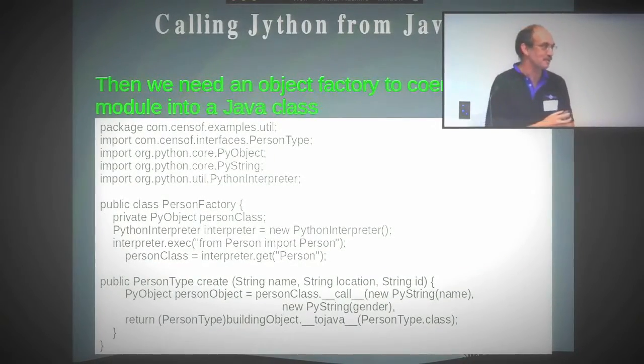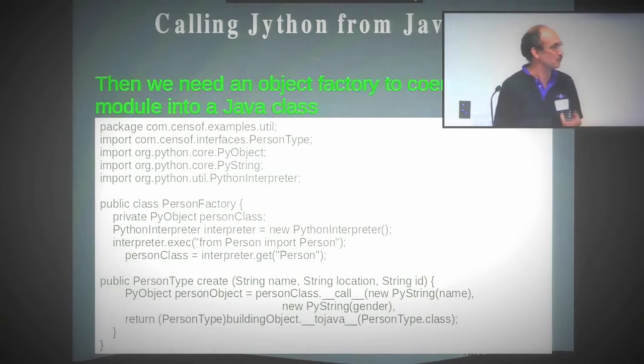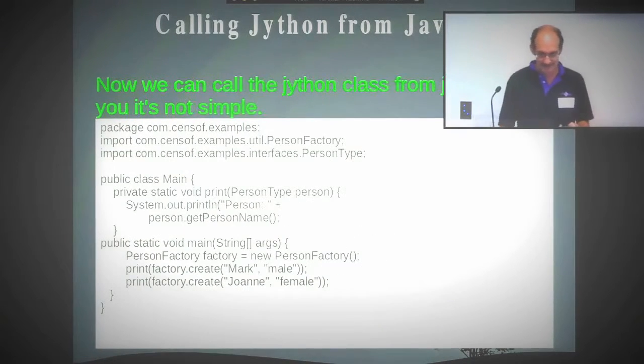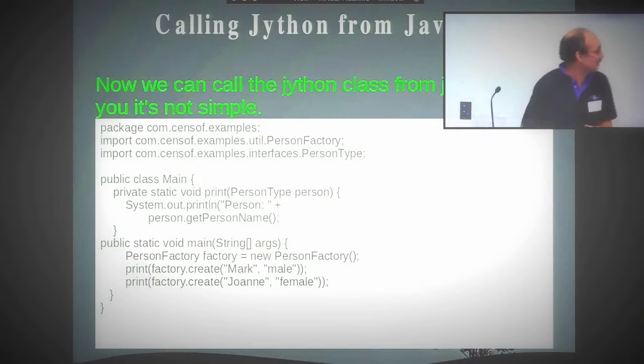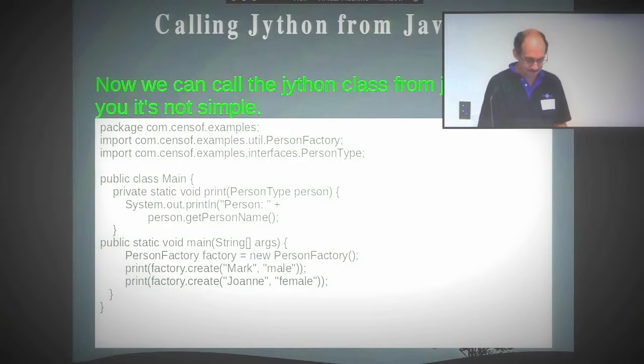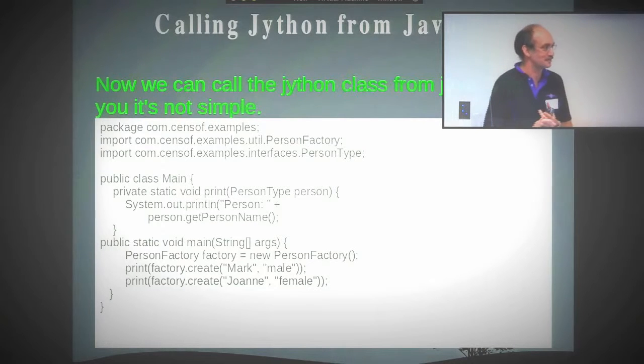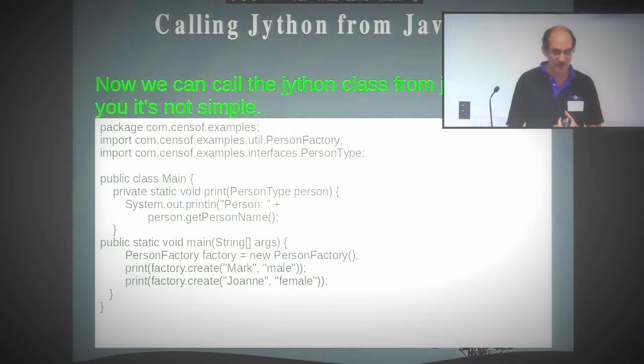Then we have to create an object factory, so that we can make the Jython module look like a Java class. Then we call the Java class from Java. See, I told you it's not simple. But there's probably some value in it. We don't do this; we've had no need to. But as I said, if you're a Java programmer, it's probably not as complex.